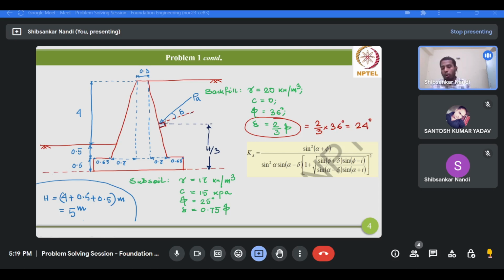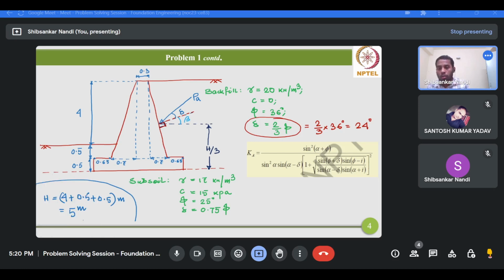Now we have got the value of delta. Now what we will do? We'll try to figure out this angle as well. Suppose we are introducing a variable called beta. So what is the inclination of this perpendicular to the back face with the horizontal? Now how can you get this value beta? You can get it in this fashion.